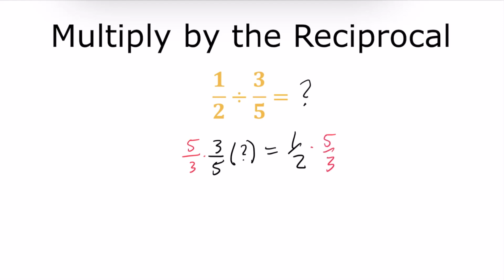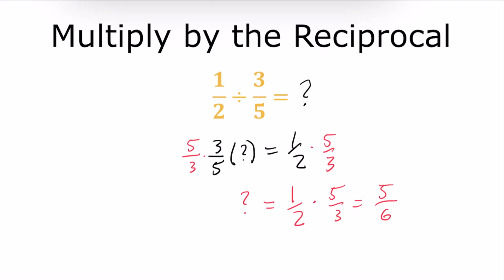Well, 5/3 times 3/5 cancels itself out because 5 times 3 is 15, and 3 times 5 is also 15, and 15 over 15 is just 1. And so that tells us that our question mark equals 1/2 times 5/3. And that would give us that same answer we got on the last slide, which is 5/6. So this is the idea behind multiplying by the reciprocal.